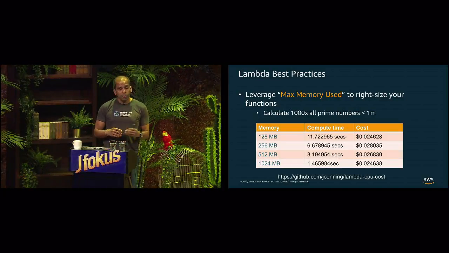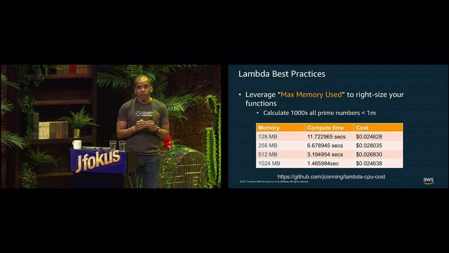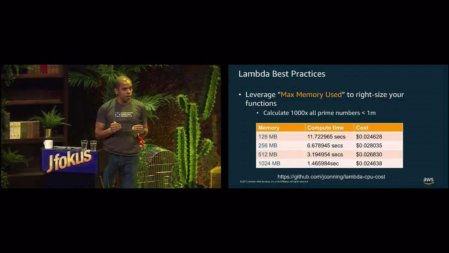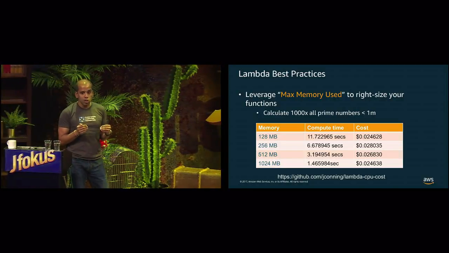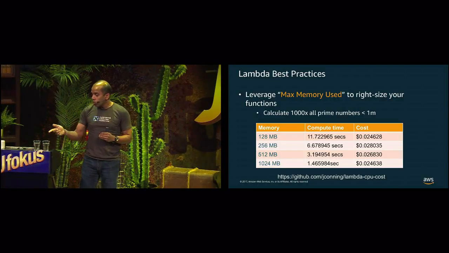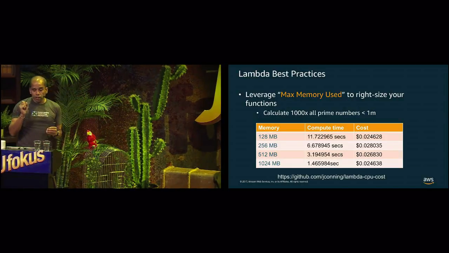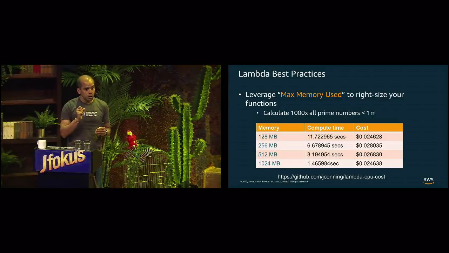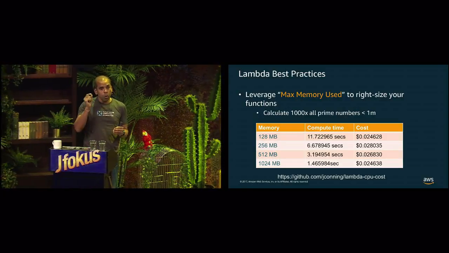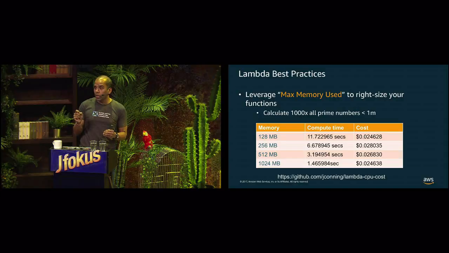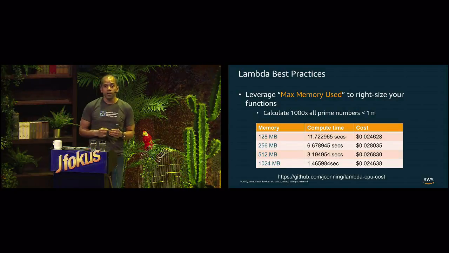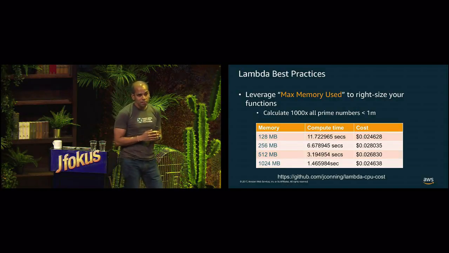Here is an example which talks about how you utilize your memory. The common misconception around Lambda is that, oh, I want to optimize the cost, and the way I'm going to optimize the cost is by using less memory. Now, this was a blog post written by somebody who wanted to calculate prime numbers. In this case, they are calculating all prime numbers less than 1 million, and they calculated that 1,000 times. Now, it's a CPU-intensive function.